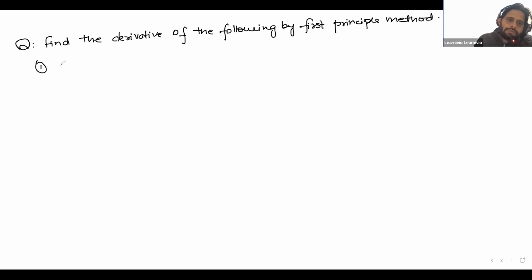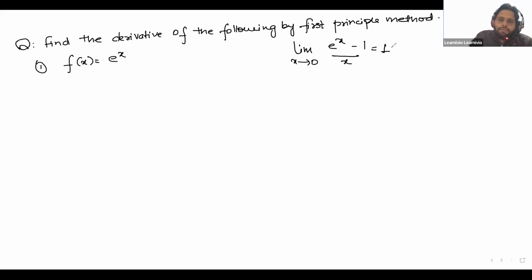So the first question is y is equal to, or we can say f(x) is equal to exponential. Now for the exponential, we have this formula in limits: limit x tends to 0, e to the power x minus 1 by x is equal to 1. Now we need to do this one. Now everyone, I guess, remembers the formula of derivative by the first principle? Krishna?